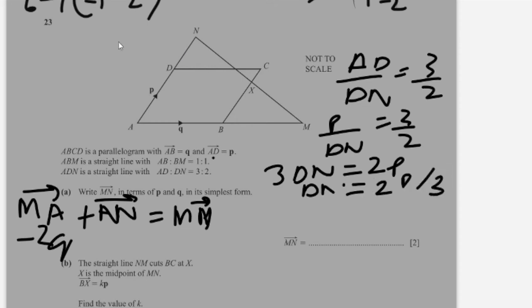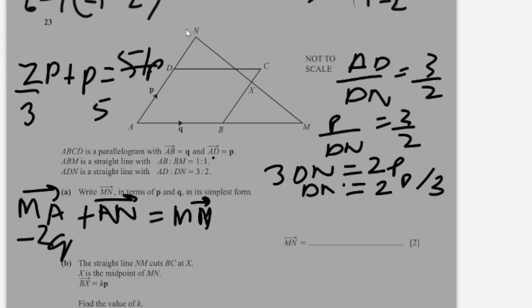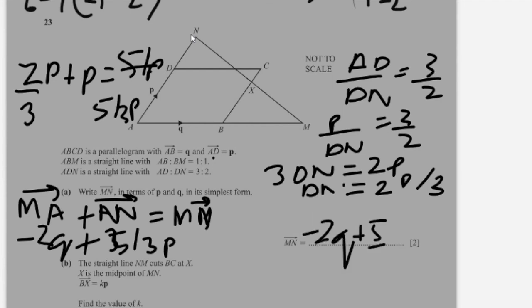So we don't only want DN over here, we want the whole AN. So 2/3P plus P gives us 5/3P. And this 5/3P is the value of AN. So here we write 5/3P. So we have the answer as negative 2Q plus 5/3P.